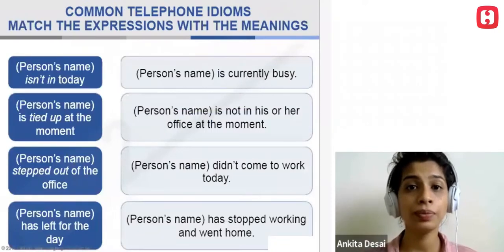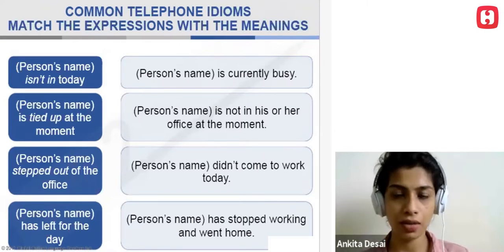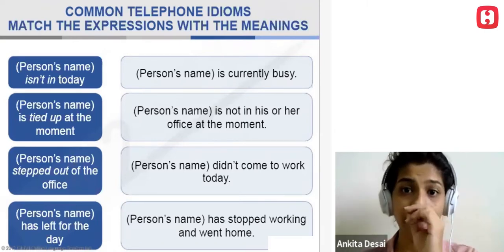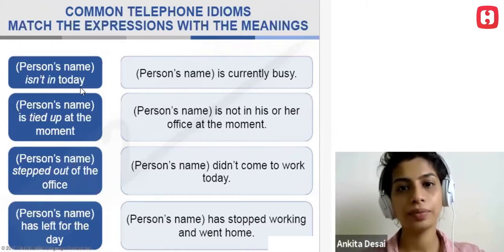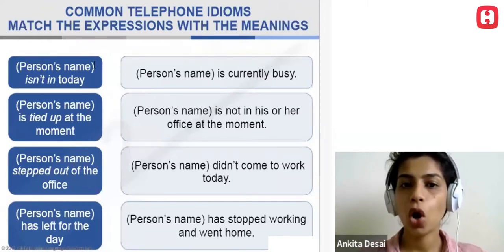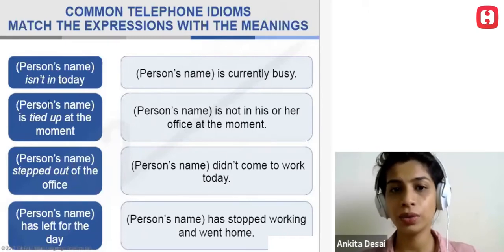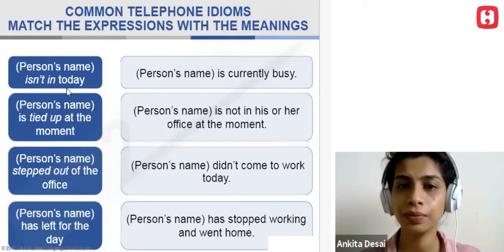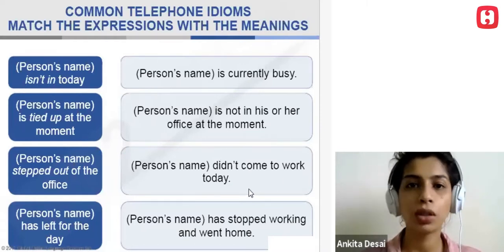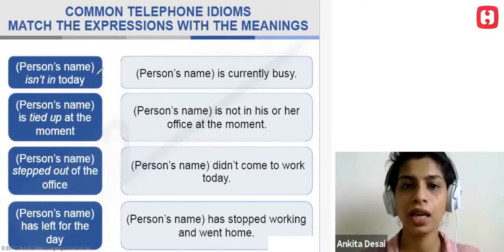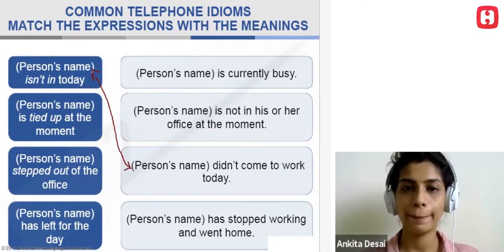Okay, let's move on. Common telephone idioms. Match the expressions with the meanings. Telephone idioms. Person's name isn't in today. So Mr. Jobs isn't in today. How will you continue? He isn't in today. What does it mean? Isn't in means he didn't come to work. He isn't in, that means he didn't come to work today.